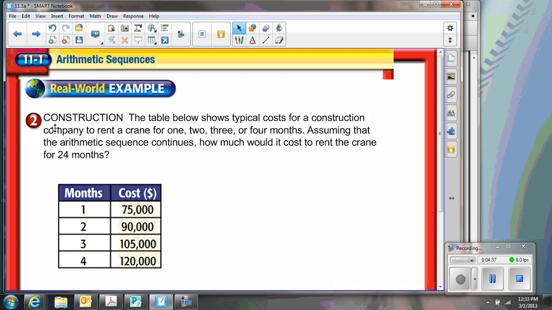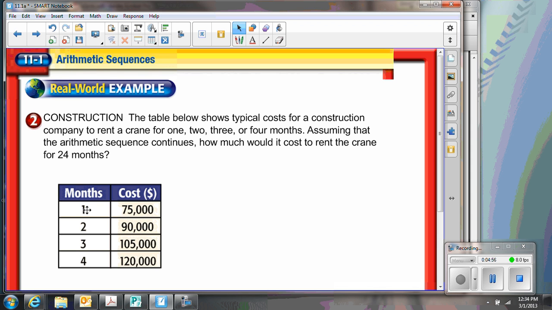Here's a real-world example. The table below shows typical cost for a construction company to rent a crane for 1, 2, 3, or 4 months. Assuming that the arithmetic sequence continues, how much would it cost to rent the crane for 24 months? So, our first job, let's explore. And let's start with the chart.